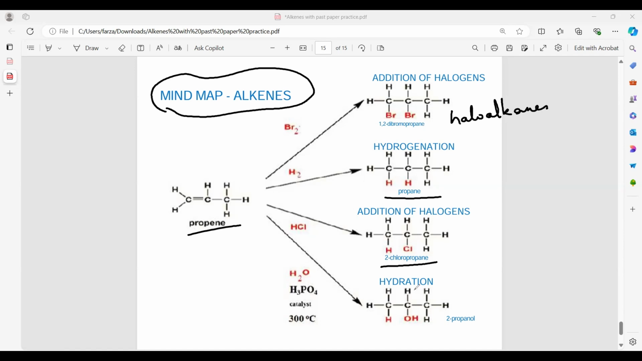So the next reaction is the hydration reaction, where the conditions are important. You need a catalyst. Here in this case, it's a phosphoric acid catalyst. Temperature is 300 degrees centigrade. So this is steam that reacts with an alkene, and you need 60 to 70 atmospheric pressure. So remember, this is a small mind map which will help you remember the reactions of alkenes.